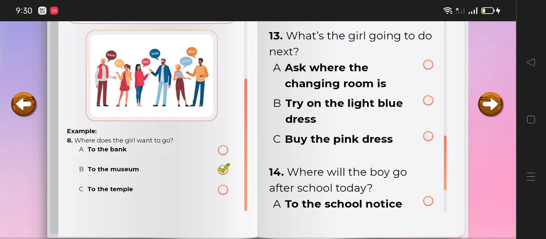What's the girl going to do next? A. Ask where the changing room is. B. Try on the light blue dress. C. Buy the pink dress.